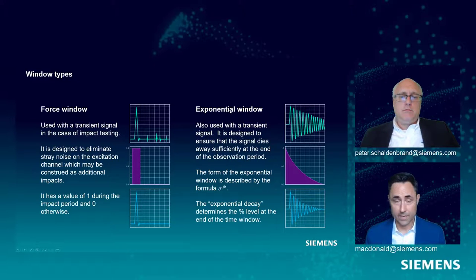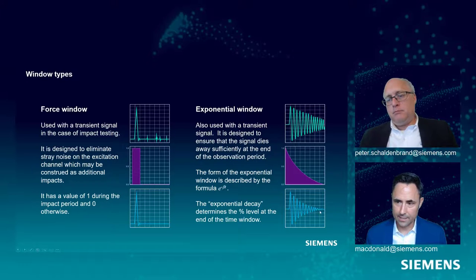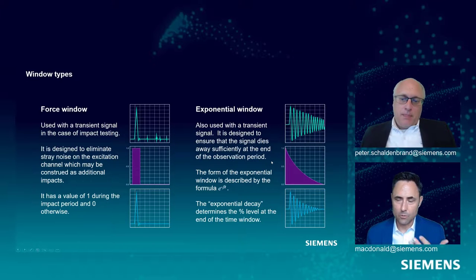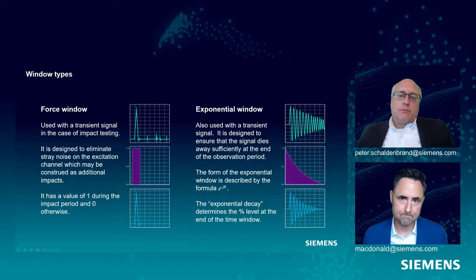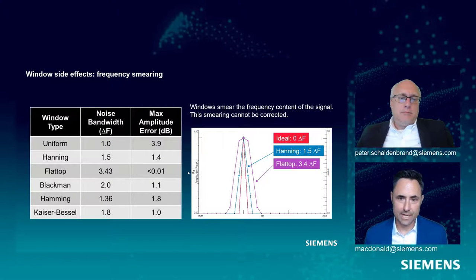And it's often paired with an exponential window, which we'll use to force a signal that's still oscillating by the time we come to the end of our observation window. We're just going to artificially damp that vibration out so it's zero at the beginning and zero by the end. Okay, and this exponential decay artificially adds some damping, but we know what we're applying, so we can back that out.